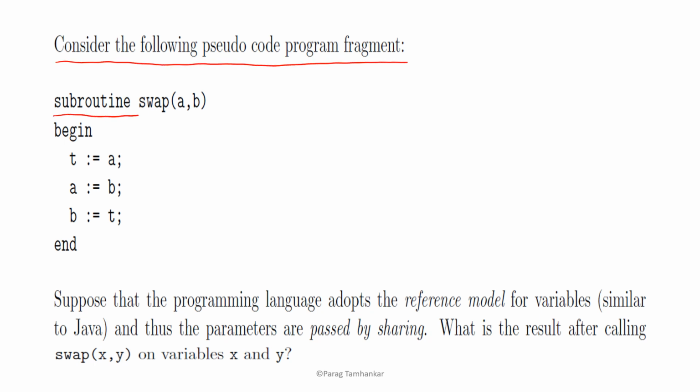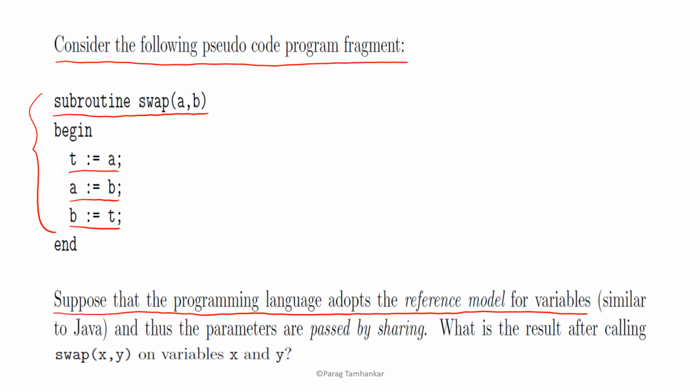There is some subroutine shown over here which is swap. It takes two arguments a and b, and this is a regular swap code which swaps the values of two variables a and b. Okay, so this is a very simple code fragment you have. Now the question is, assuming that the programming language adopts the reference model of variables, I'll explain what you mean by reference model of variables, and thus the parameters are passed by sharing, what is the result after calling swap x comma y on variables x and y?